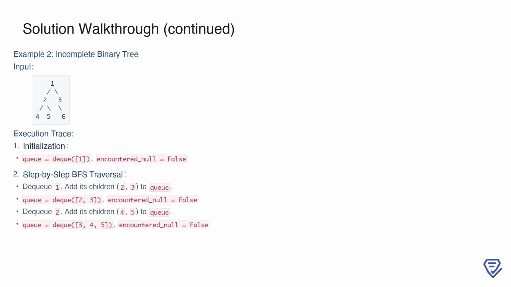Now let's consider another example of a binary tree, this time one that is incomplete. The structure of the tree is slightly different. While the first two levels are completely filled, the last level has a node on the rightmost side missing, creating a gap. We start the BFS traversal by initializing the queue with the root node, 1, and setting encountered_null to false. Dequeuing the root, we add its children, 2 and 3, to the queue. Both are valid nodes, so we continue. Dequeuing node 2, we add its children, 4 and 5, to the queue. So far, no none nodes have been encountered, and the traversal proceeds as expected.